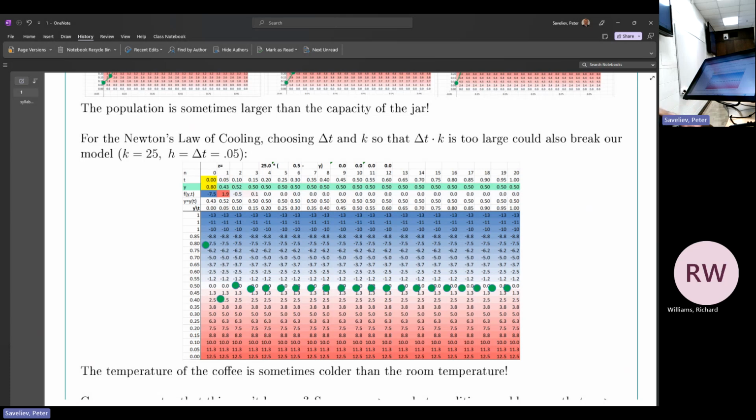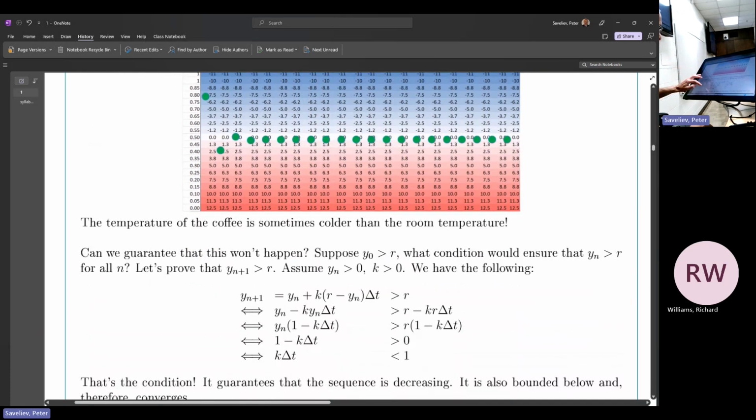So the answer is, if you want to, without thinking, make delta T smaller. Those dots get closer and closer to each other. So you pay a computational price for more accuracy in trying to prevent breakdowns. So it's a trade-off.